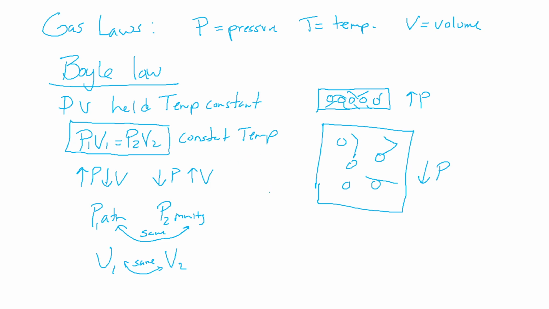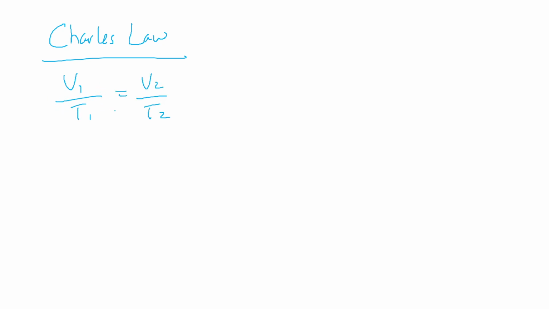Now, the next gas law is our friend Charles' law. Charles looked at volume and temperature and held pressure constant. So his gas law was V1 over T1 equals V2 over T2. Once again, this is that constant pressure.